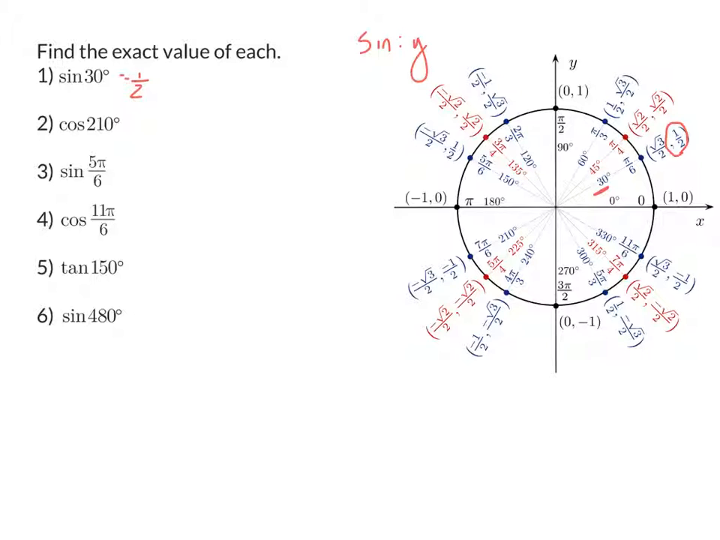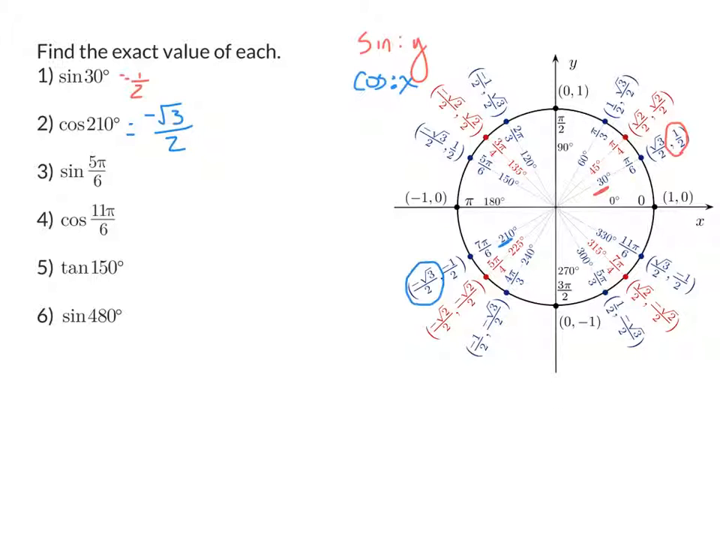Okay, let's do the next one. Cosine of 210. Well, sine is y, cosine is the x value. So at 210 degrees, which is right here, we want to find the x value, which is this piece. So we know that cosine of 210 is the negative square root of 3 over 2.